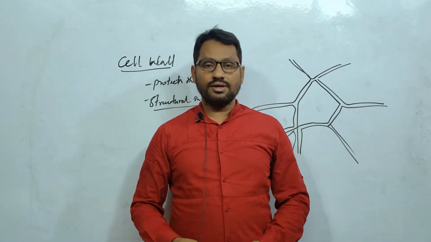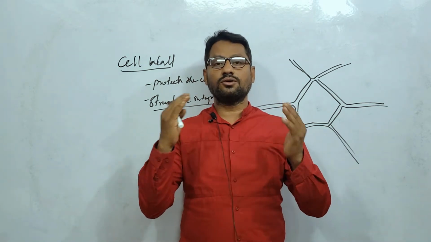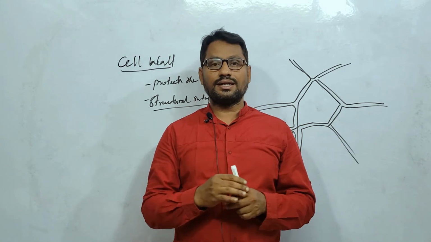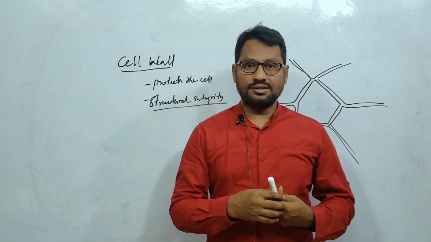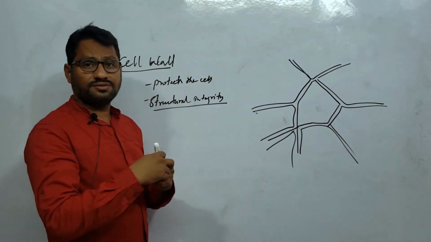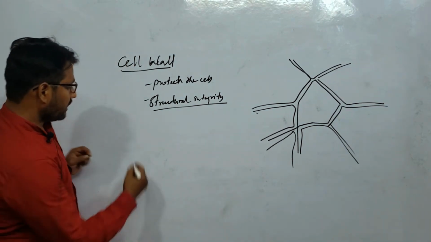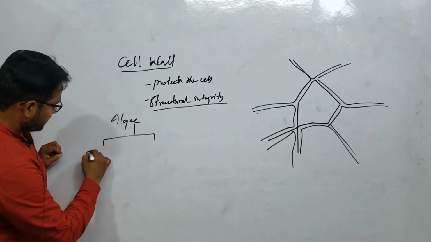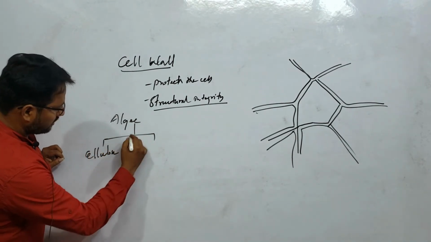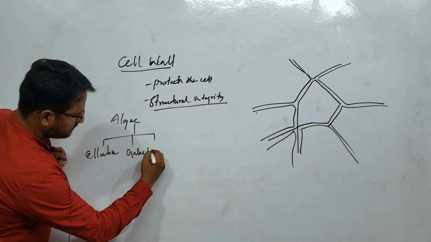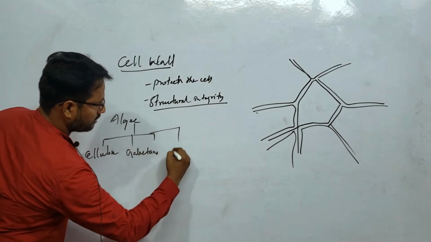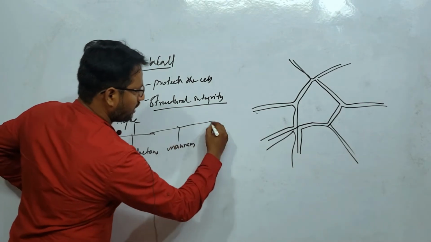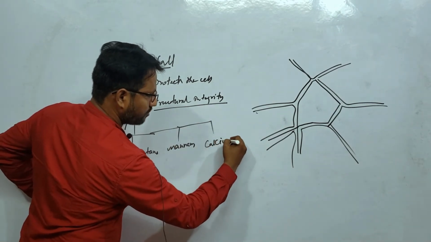Cell wall is a non-living rigid structure which forms the covering over the plasma membrane. It protects the plant cell from mechanical damage and also from infections. The composition of cell wall is different. In algae, it is made up of cellulose, galactans, mannans and calcium carbonate.